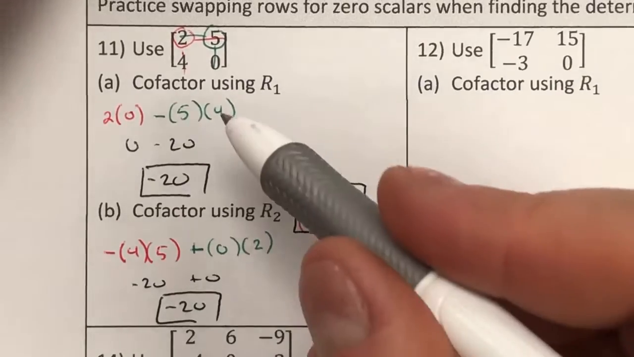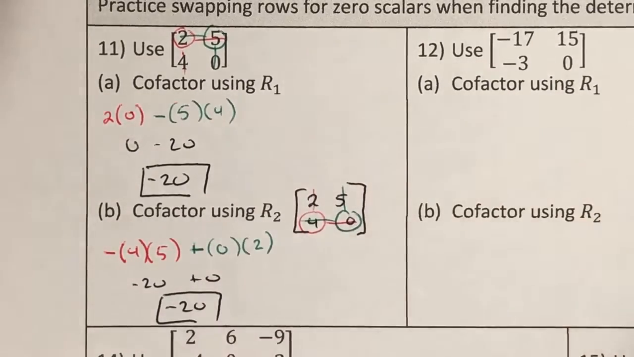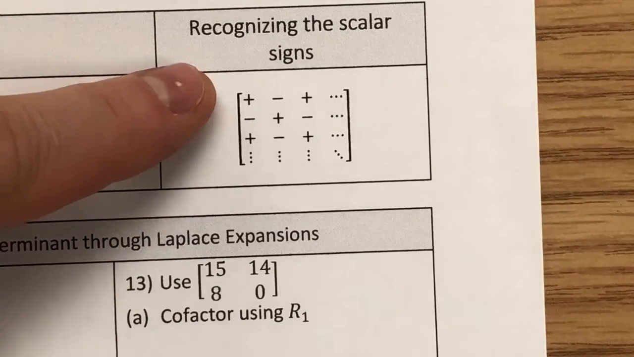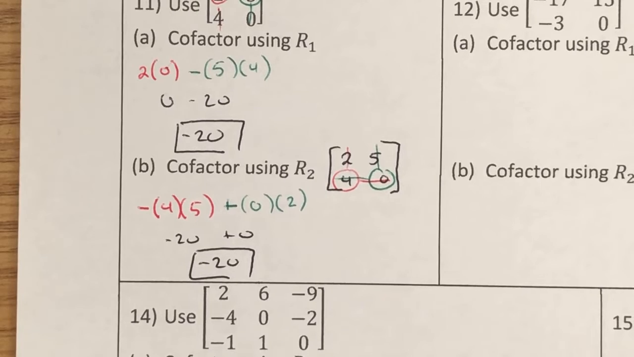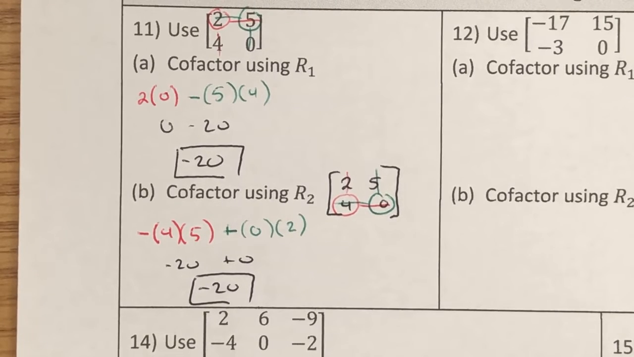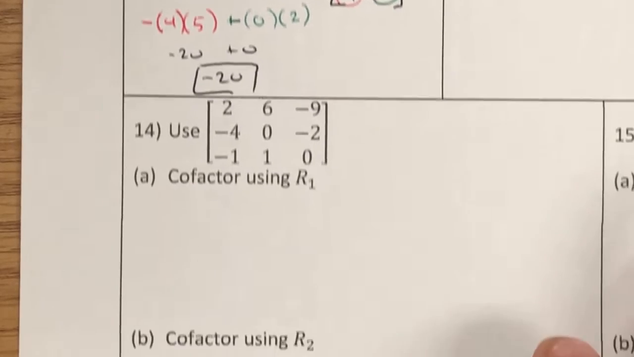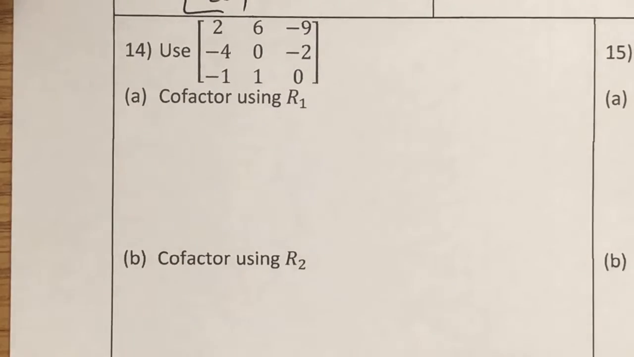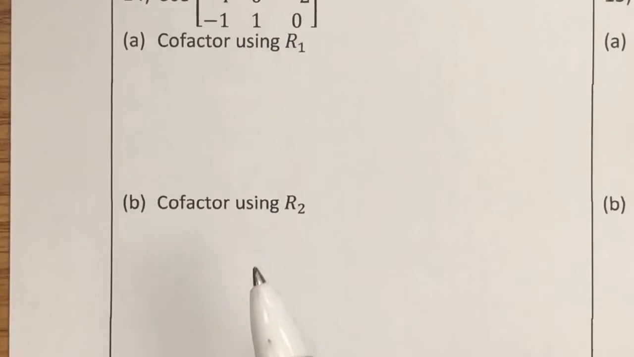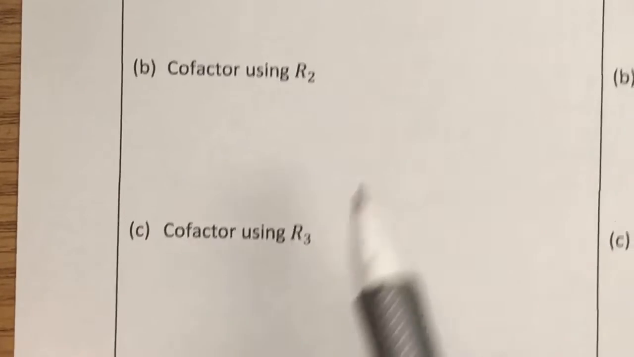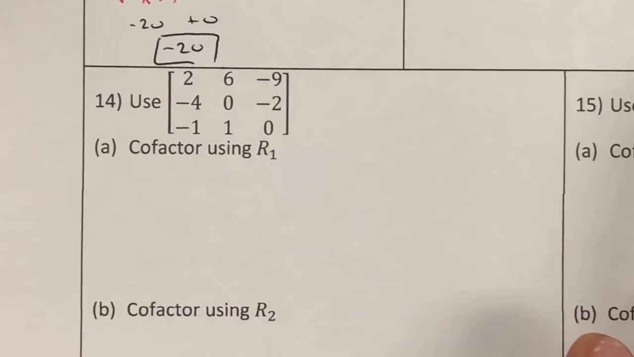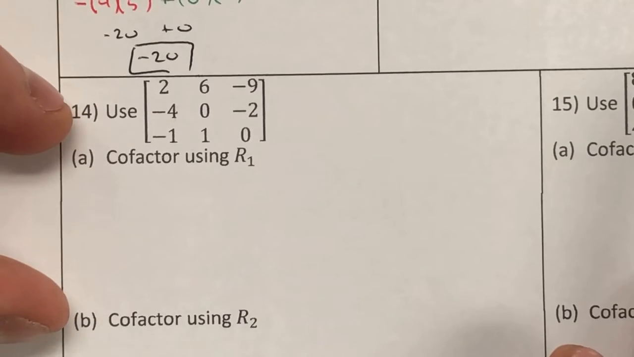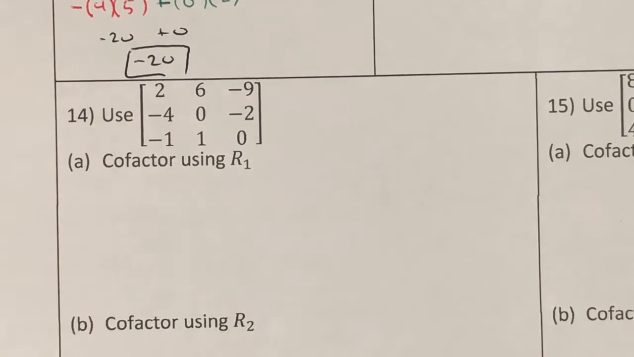So we notice that cofactoring using whichever row we want, as long as we abide by the appropriate signs for each term, works out to give us the same determinant. And so let's take a further shot and try that on number 14. On number 14, we're going to cofactor using the first, the second, and the third row. And we should get the same answer for each. So let's practice making sure that no matter which row we pick, as long as we abide by that general matrix sign, we should be good.